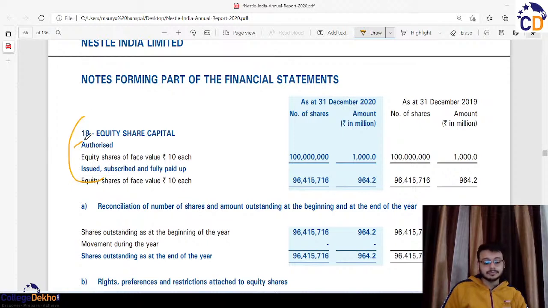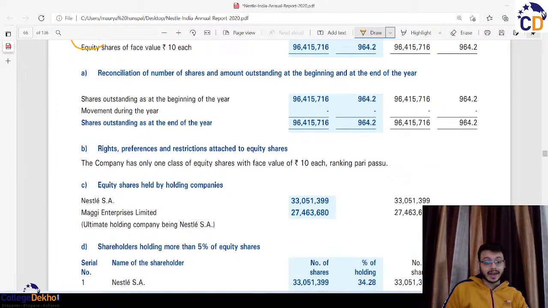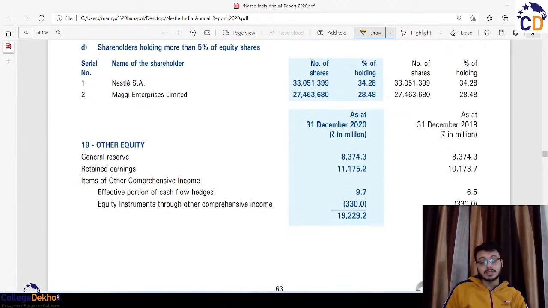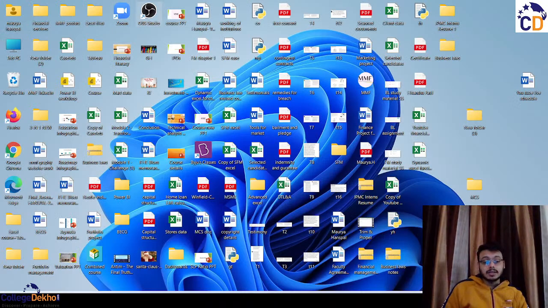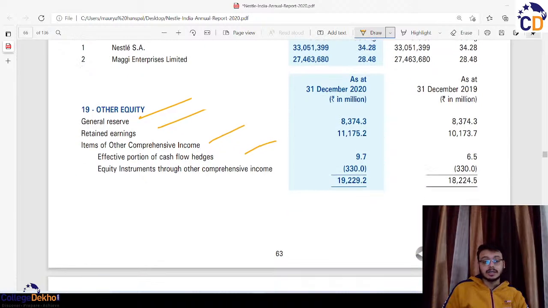Equity share capital. Now, what exactly is forming within your equity share capital is mentioned here. Equity shares, your rights, preferences, equity shares by holding companies. So, equity shares and preference shares कहाँ से हैं, किसमें invested हैं खुद के, all that has been mentioned. Plus the important section of other equity: general reserves, retained earnings, items of other comprehensive income, effective portion of cash flow hedges. All this has been mentioned clearly.